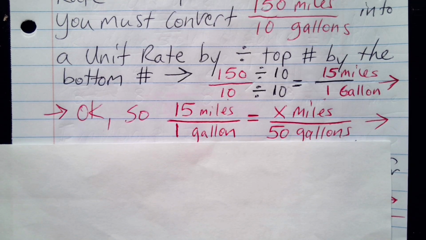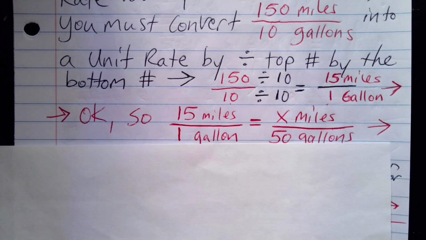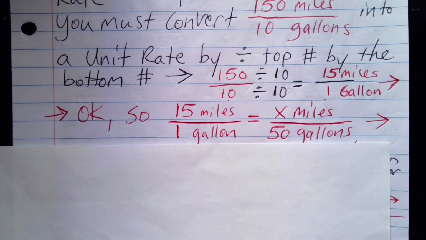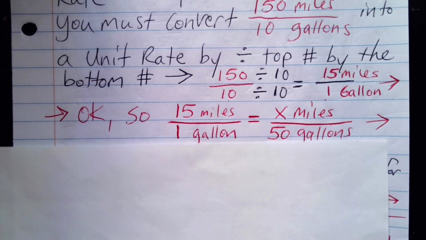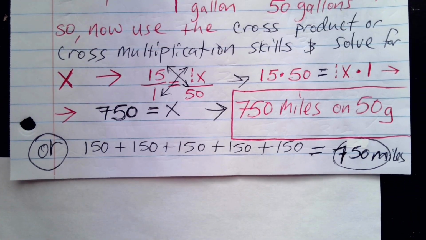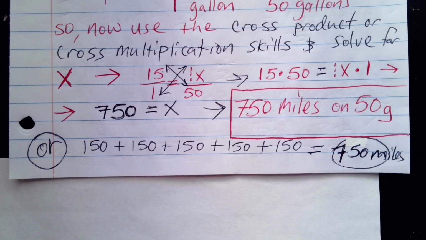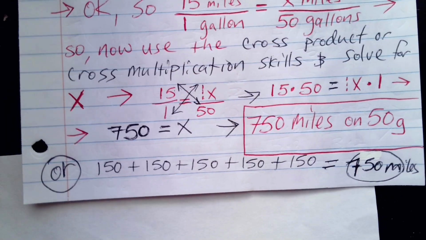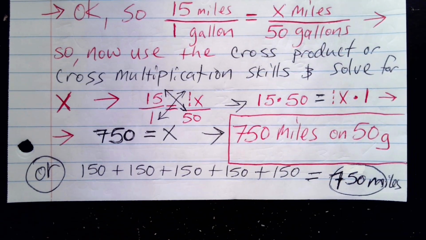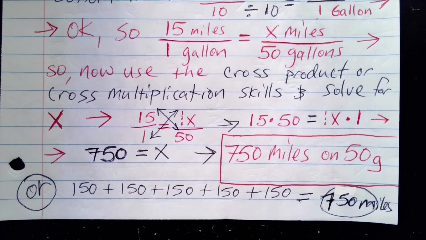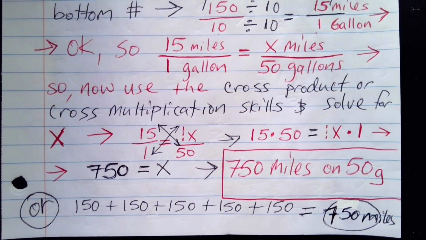Okay, so this is not the only way to solve this problem. If you think about it, you could have also taken 150 plus 150 plus 150 plus 150 plus 150, which would have given you 750 miles. Okay, so there's more than one way to solve the problem, right?